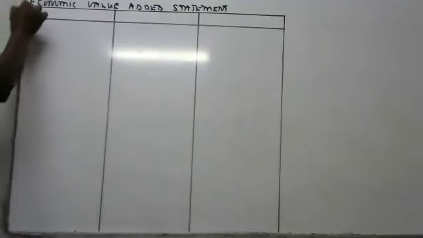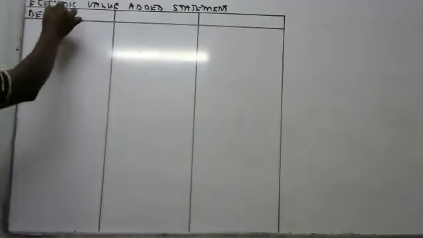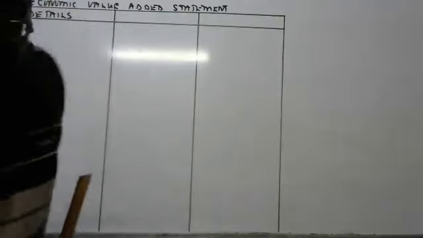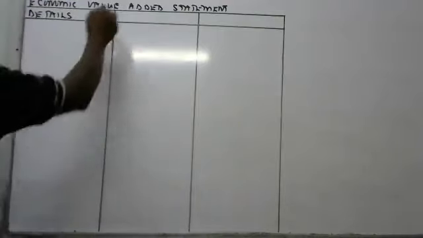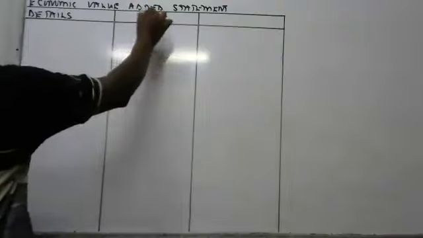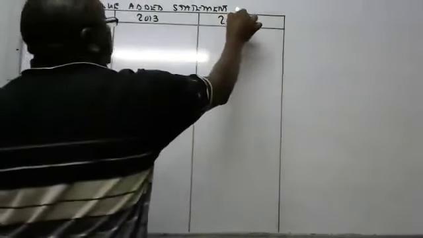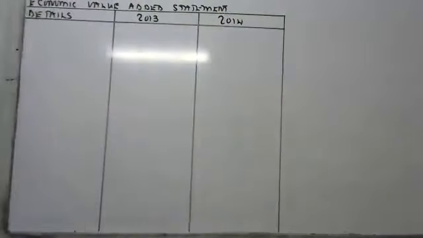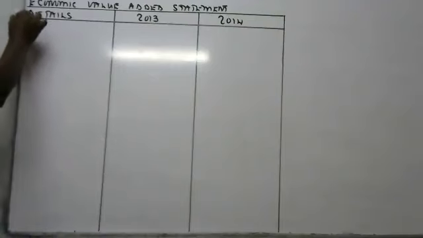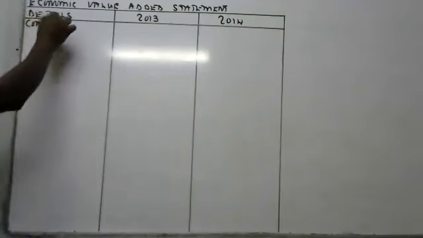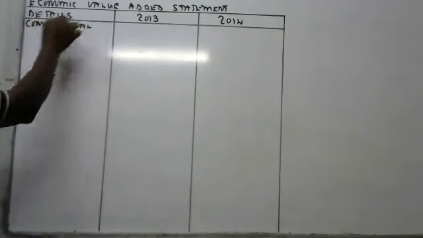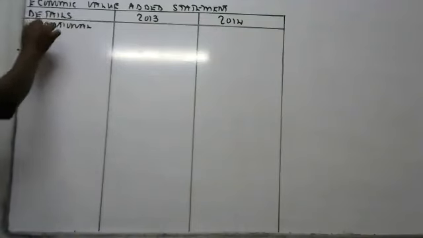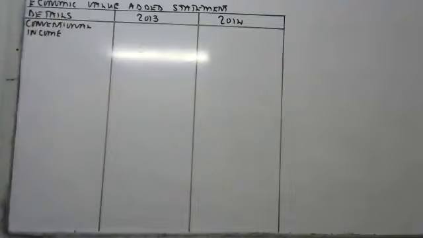So we have details here. We have the year 2013 and the year 2014. So December, we always begin with conventional income.